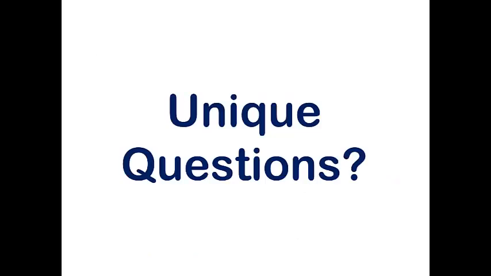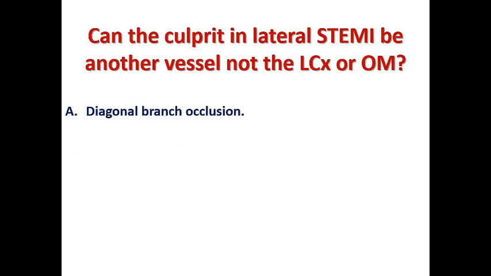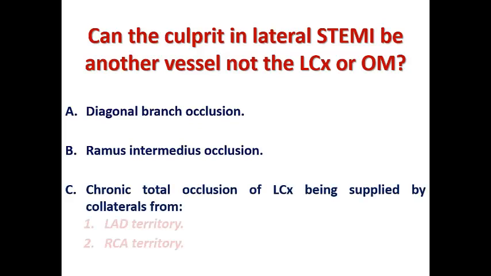Now it is time for the unique questions that we usually ask near the end of our lecture. Can the culprit in lateral STEMI be another vessel, not the LCX or the OM? Of course, the first two possibilities that we mentioned, diagonal branch and ramus intermedius, but also there is an exception in which there is chronic total occlusion of LCX being supplied by collaterals from the LAD or RCA territory.